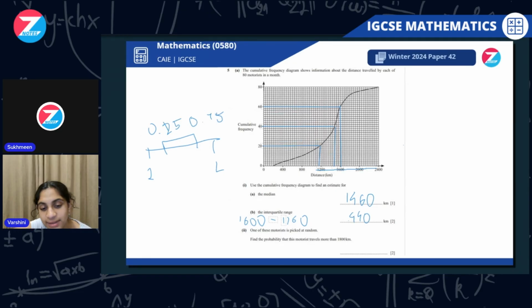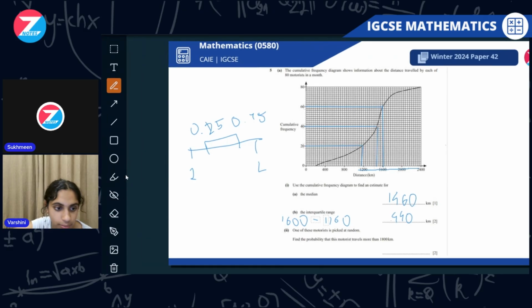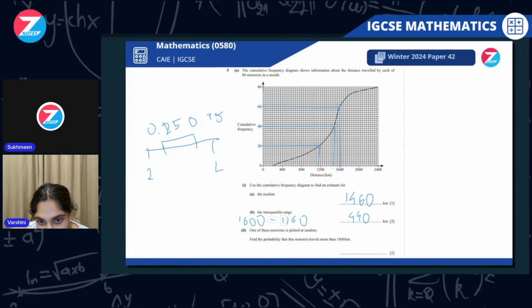Part 2. One of these motorists is picked at random. Find the probability that this motorist travels more than 1800 kilometers. Okay. So we know 1800 kilometers. Let's just find that over here on the graph.